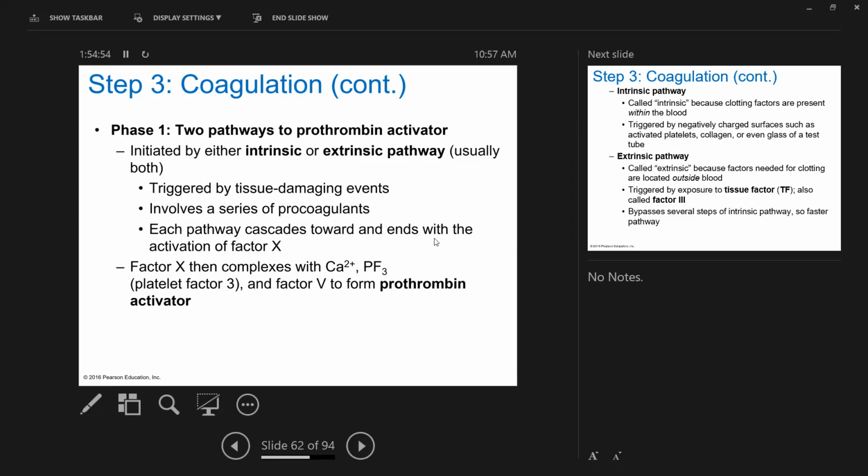Both are caught when you have tissue damage. You're going to get both pathways. The bottom line is that whether it's the intrinsic pathway or the extrinsic pathway, you are going to turn on something known as prothrombin activator. Prothrombin activator will convert the protein prothrombin into thrombin. So that's what both of these pathways will do. They're sophisticated little elegant procedures.